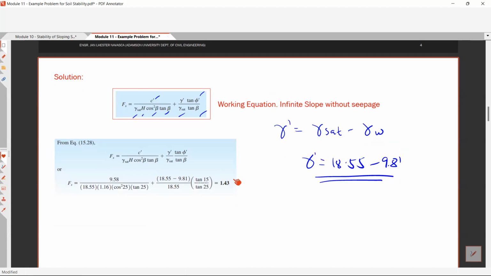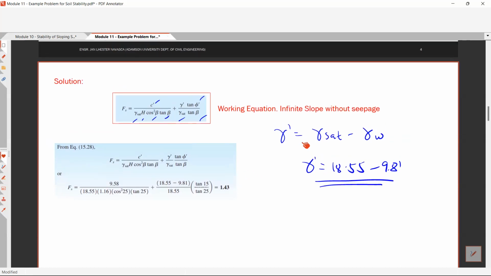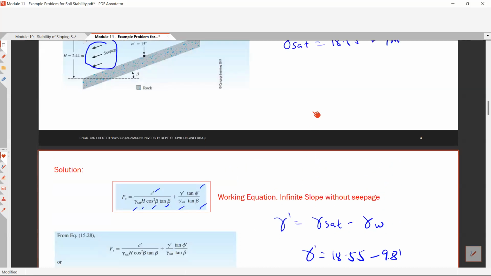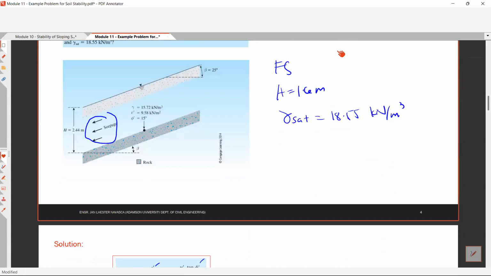Okay? So, these are the problems in infinite slopes. So, for infinite slope soil, whether without seepage or with seepage, the working equation is your ultimate weapon in this kind of problem. Okay, so that is all you need for this kind of problem, since solving for infinite slopes is very direct.